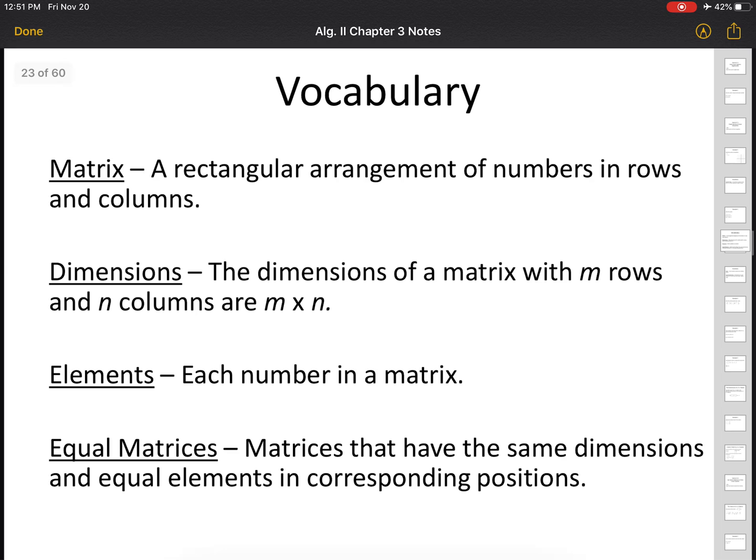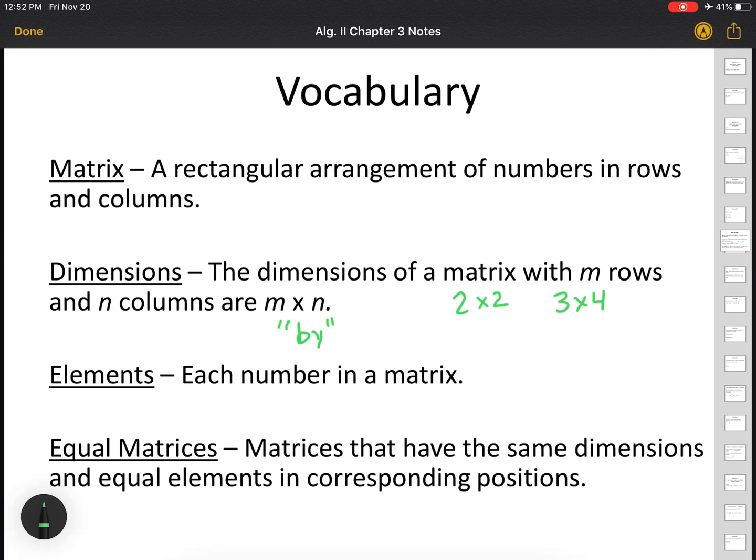A matrix is a rectangular arrangement of numbers in rows and columns. The dimensions of a matrix with m rows and n columns we call m by n. So that little x in there means multiplying, or like multiply 2 by 3, okay? So you might see a matrix dimension that looks like 2 by 2 or 3 by 4, okay? That's just what that little x means by.